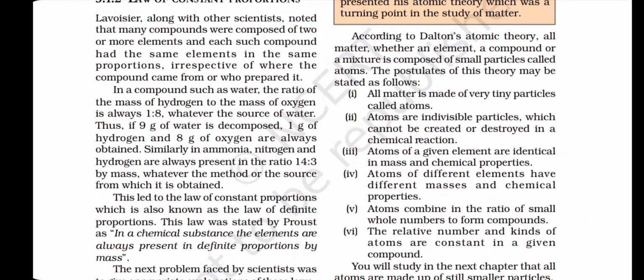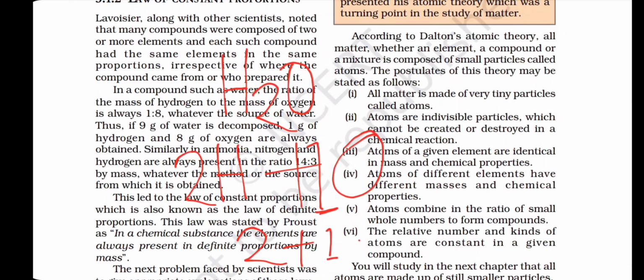Atoms combine in a ratio of small whole numbers to form a compound. If I take the example of water, 2 hydrogen atoms are present along with 1 oxygen atom. They always combine in the smallest whole numbers, that is 2 plus 1, so the number of atoms here is 3. One molecule of water is composed of 3 atoms, that is 2 atoms of hydrogen and 1 atom of oxygen.